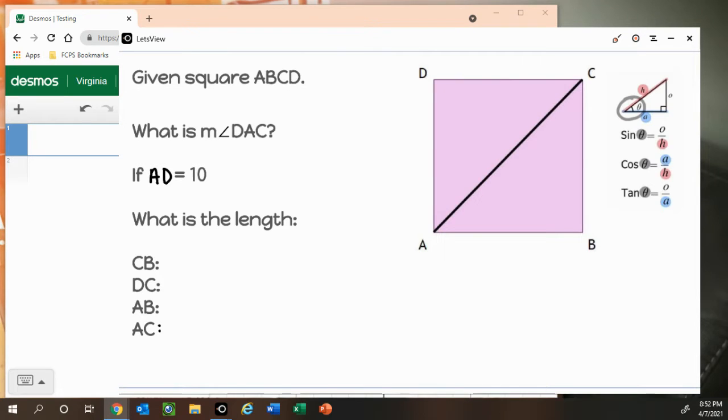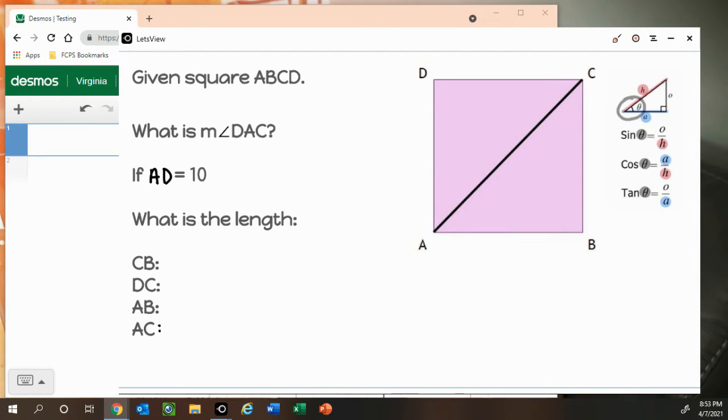Okay, so in this video, I'm going to show you two different ways to use trig and what we know about right triangles when we have squares. The first thing I'll do is use the Pythagorean theorem. The second thing I'll show you is trig. All right, so one example solved two different ways.